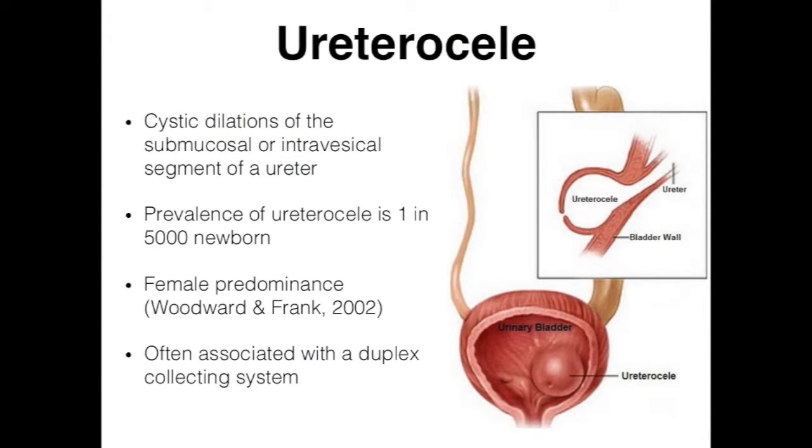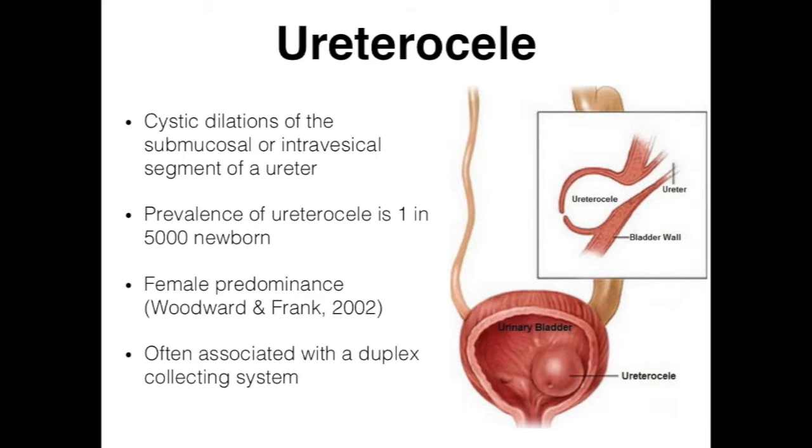Ureteroceles are cystic dilations of the submucosal ureter, where the ureter tends to enter into the bladder. We can see this little bulb there. It's kind of a cystic thing. Ureteroceles are about 1 in every 5,000, so not real common. And this one actually favors females, so you see this more in girls than boys.